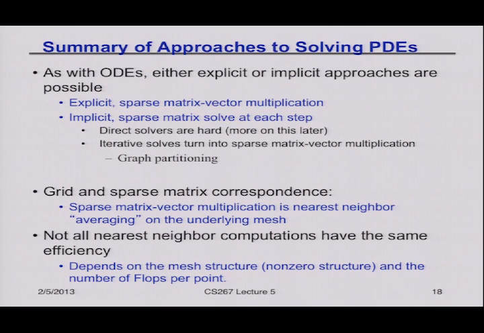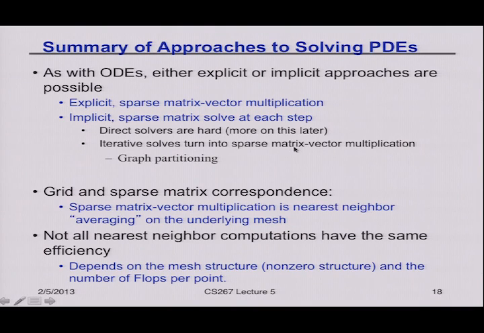Okay, so let me summarize these approaches. You basically have this choice between explicit methods or implicit methods. And they both work. In the explicit case, it all comes down to sparse matrix vector multiply, which I've talked about many times, and I'll give you technical computer science details of how to optimize it later. Or you have to do an implicit solve at every step. So you have to solve a large sparse system of linear equations. And you can either use direct methods, variations on Gaussian elimination, or iterative methods.